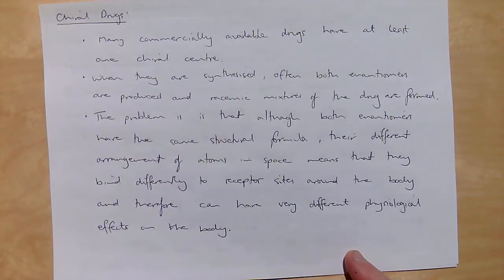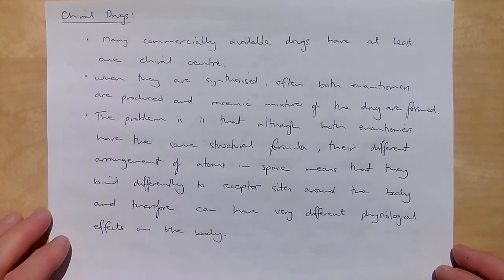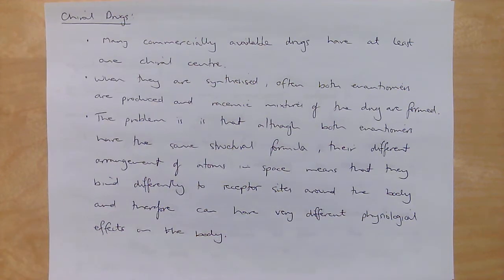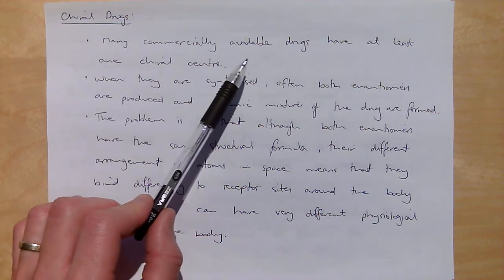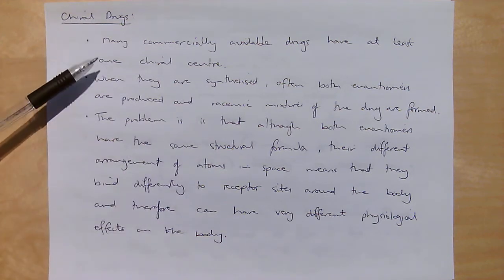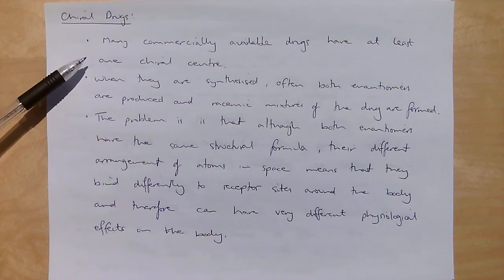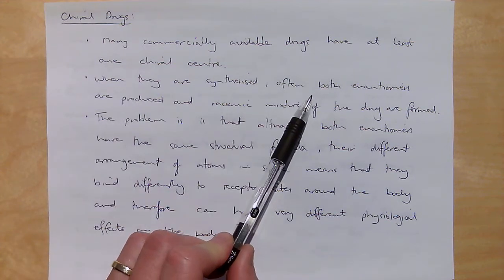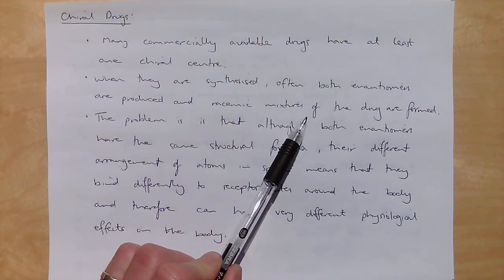Right, let's move on from that then. We've understood that in some chemical reactions, racemic mixtures are formed, i.e. both enantiomers are formed. When we're manufacturing drugs, this is often the case. Many commercially available drugs have at least one chiral centre, so they have the potential, when being synthesised, to form enantiomers. Often both enantiomers are produced and racemic mixtures of the drug are formed.